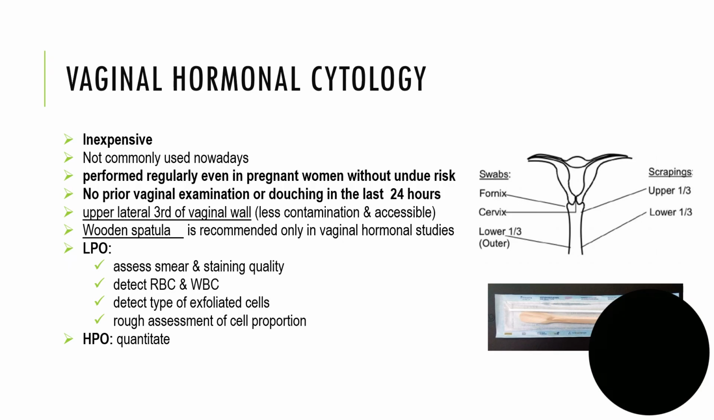For microscopic examination, it follows a two-step approach. At low power objective, or the LPO, you as the examiner will first assess overall smear and staining quality. You can detect any RBCs or WBCs, identify the type of exfoliated cells present, and make a rough assessment of cell proportions. At high power objective, or the HPO, the cells are quantified precisely, which is necessary for calculating hormonal indices.